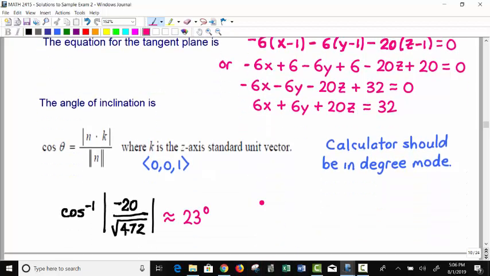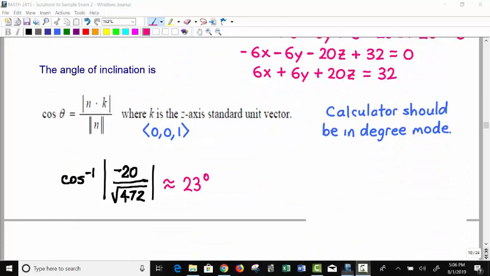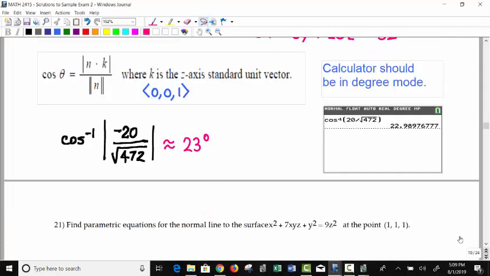You're just plugging this in the calculator anyway, so you can see that positive 20 is entered in the calculator for the absolute value part, and I am in degree mode. I checked, and yeah, roughly 23 degrees, or however many decimals they round it. You should have no problem with that.